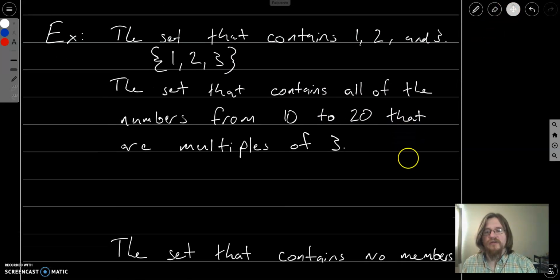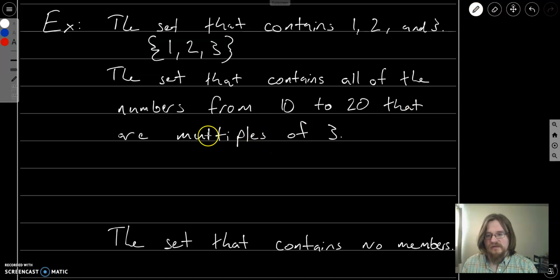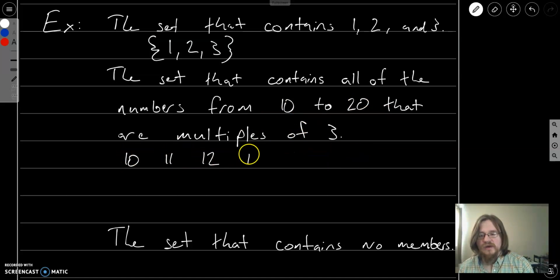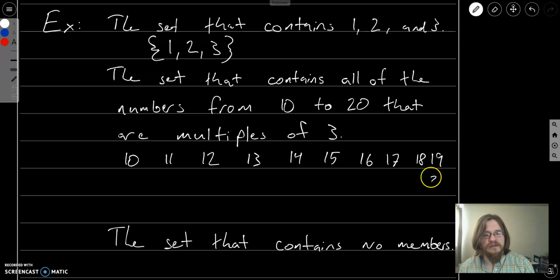Sets could have a little bit more difficult description. So for instance, here we could have the set that contains all the numbers from 10 to 20 that are multiples of 3. So now we have to work out, okay, which numbers are going to be in the set and which numbers aren't. So let's write down all the numbers from 10 to 20. 11, 12, 13, 14, 15, 16, 17, 18, 19, and I ran out of space, 20. And now we only want the ones that are multiples of 3.